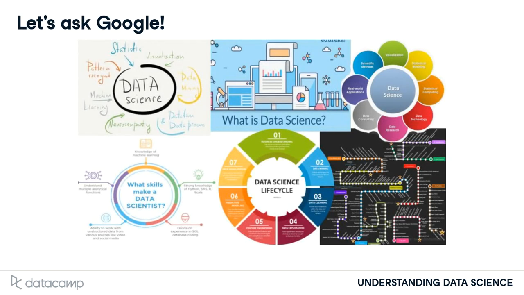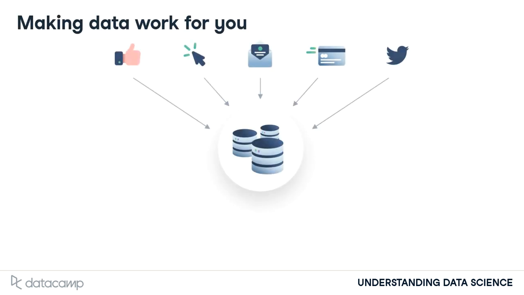If we Google what is data science, we'll see a huge amount of confusing information. But data science is actually simple. It's a set of methodologies for taking in thousands of forms of data that are available to us today and using them to draw meaningful conclusions.